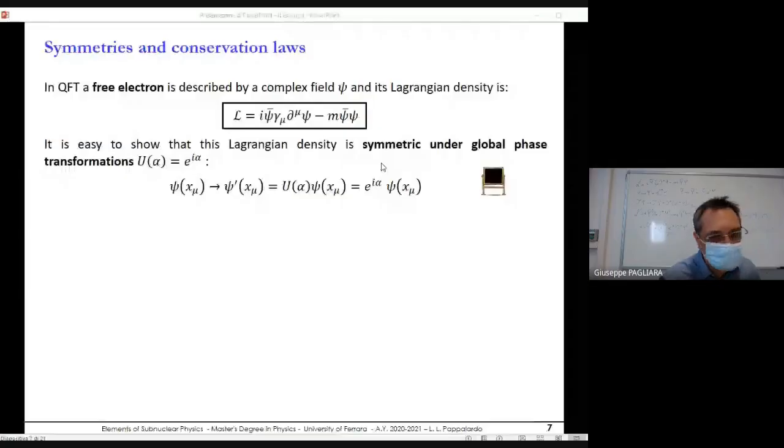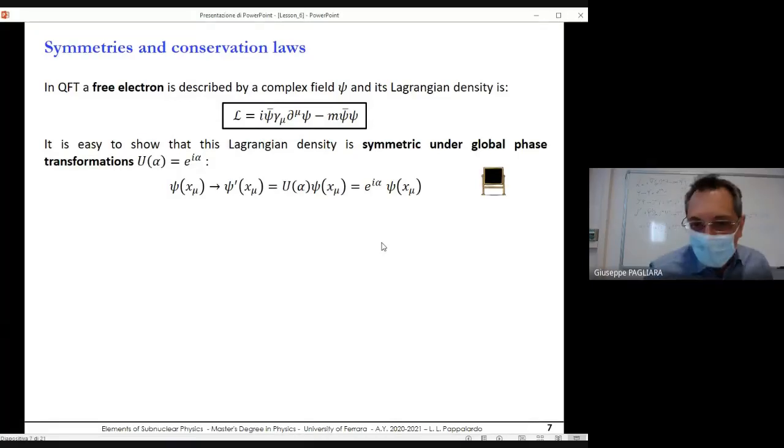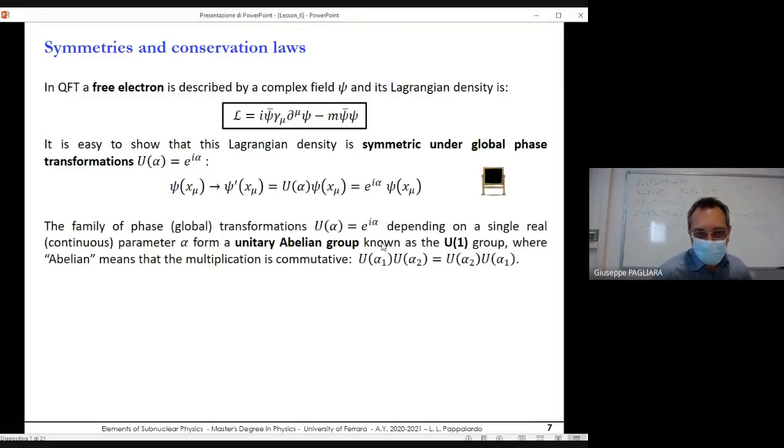Okay, let's continue on the slide. The family of global phase transformations, where the parameter alpha of the transformation does not depend on the space-time coordinate and is just a real number, forms a unitary abelian group known as the U(1) group. Abelian means that it is commutative.